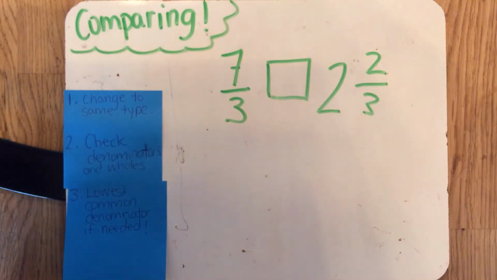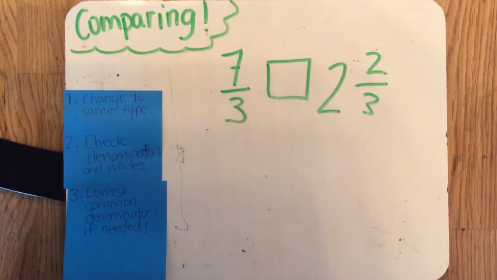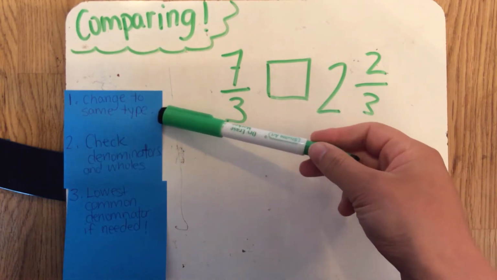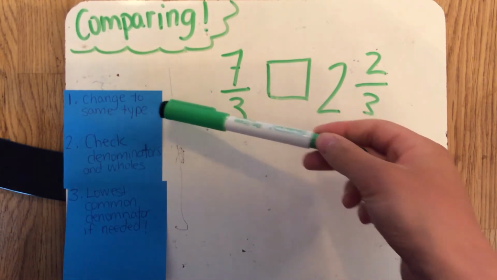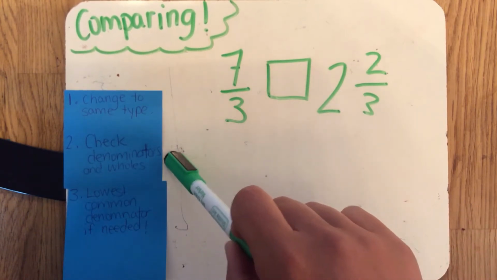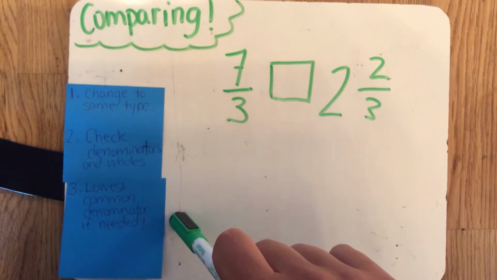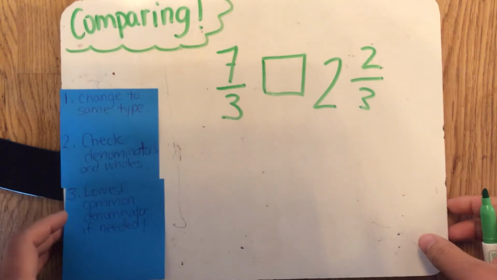Okay, so now we're going to do the last skill for our fractions unit and talk about how to compare the value of improper fractions and mixed numbers. So which is more or which is the least? So here are the steps for you. If you want to go ahead and pause to write these down, you need to change them to the same type, check denominators and whole numbers, and see if you need to make the denominators common.